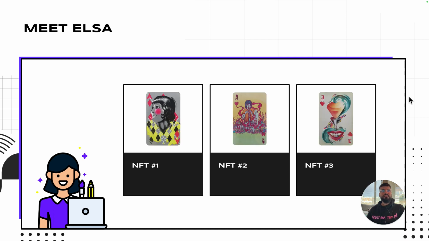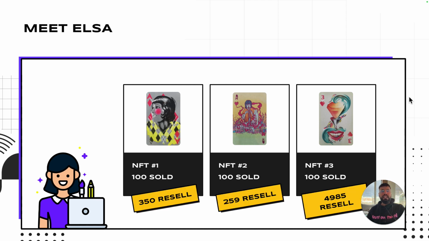Using NFT, ELSA could generate 100 tokens for each card from her illustrated deck of cards, allowing the collectors to buy them securely, and resell the cards to other collectors when all the original cards are sold.